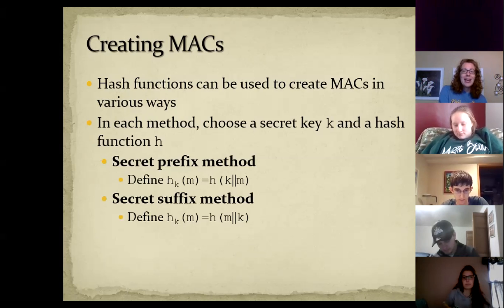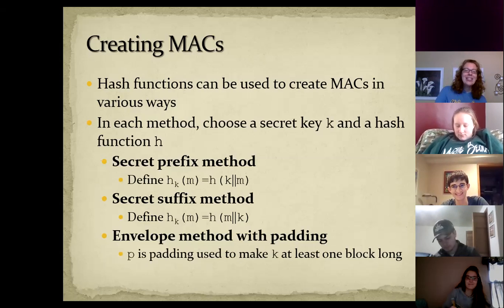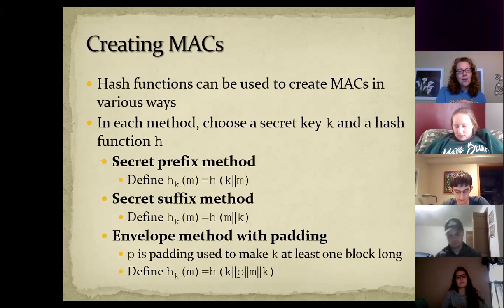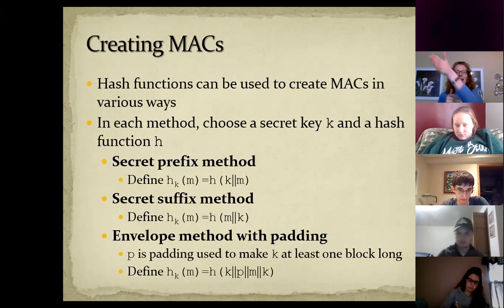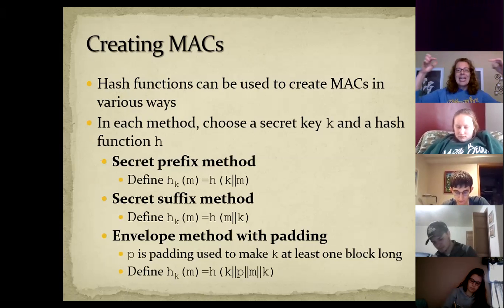And then we've got the one that sounds way more interesting. Envelope method with padding. It sounds pretty cool. It's not, but it sounds pretty cool. So what we're going to do with this one is come up with some padding P to make the key long enough. And then we are going to take the key and padding and the message and the key again. So the envelope is the key is at the beginning and at the end both. We're kind of putting the message in a key envelope, basically.